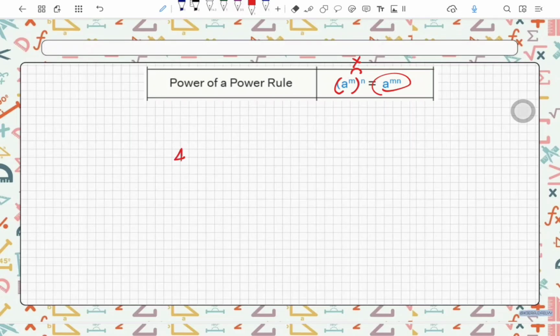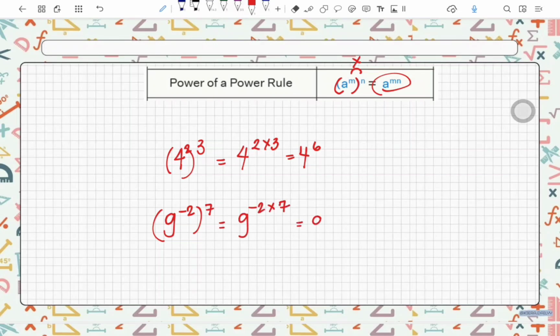Let's have an example. 4 power 2 raised to 3. Okay? So this will become 4 power 2 times 3 equals 4 power 6. Okay? Again, let's say 9 power negative 2 raised to 7. So this will become 9 power negative 2 times 7, which is 9 power negative 14. So very easy to understand, to remember. Those are the first three basic rules of exponent. We have the product rule, the quotient rule, and the power rule.